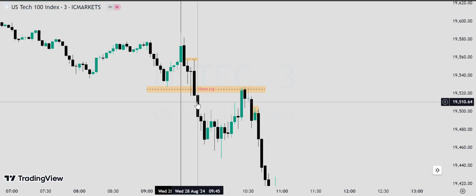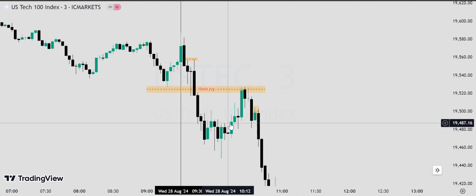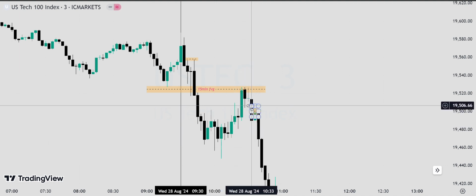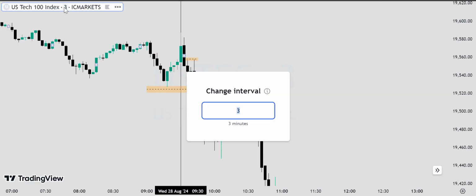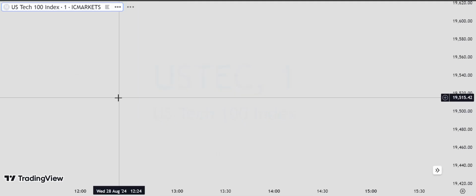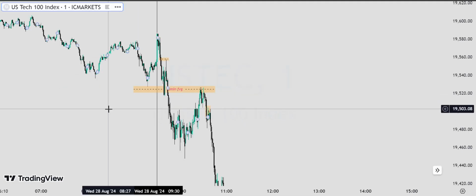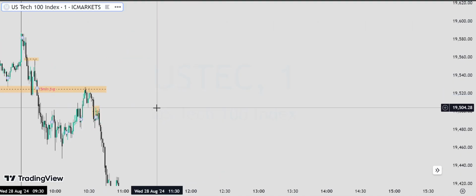So 3 minutes, the market is still, there's nothing you can see. This fair value gap, although it has not been revisited, but the best time frame to take entry is the 1 minute. So let's see what happened in the 1 minute. This trade was around 10. So it was 7 hours ago. We took this trade.